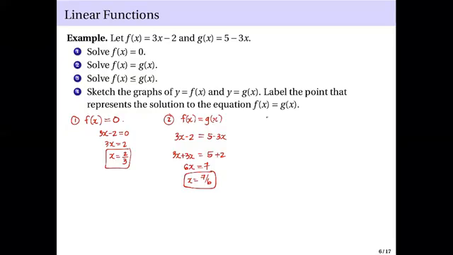For number 3, this time we want to solve f of x less than or equal to g of x. The solution will be very much similar to this, but instead of equality, we have the inequality, less than or equal. Now, take note, on the left side, you have f of x, so you have 3x minus 2, less than or equal to 5 minus 3x.